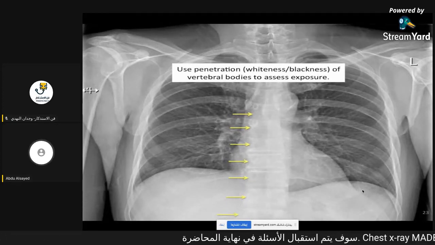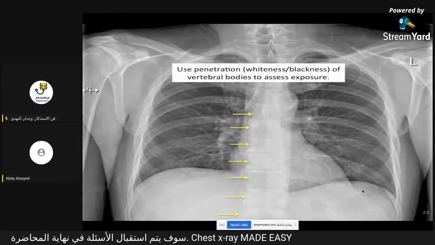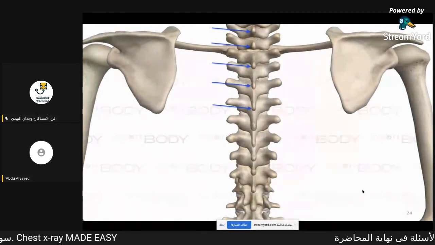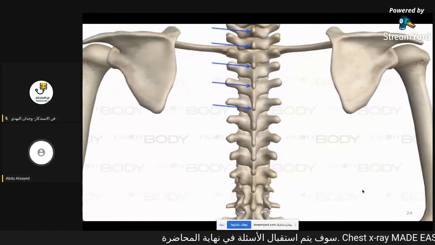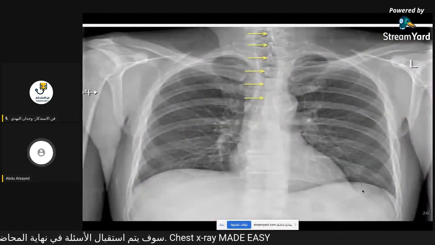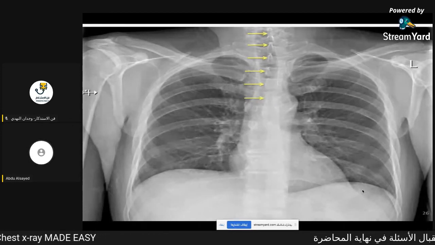This is the spinous process, which is a crucial bony part on every chest X-ray. This is from the lateral area. Why do I want to stress the spinous process? Because there are a lot of things we should comment on based on the spinous process. One of them is the rotation.